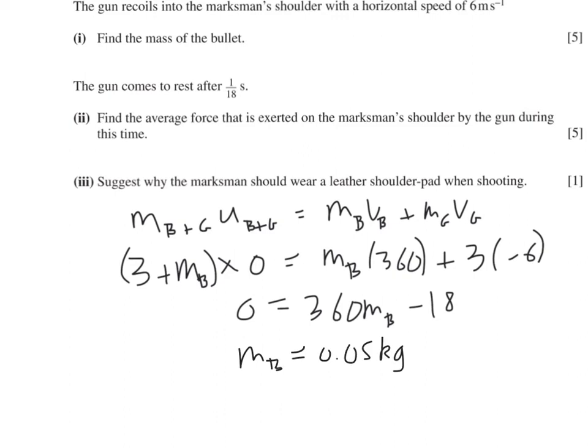or 50 grams. The gun comes to rest, so now we're at the second part. The gun comes to rest after 1/18 of a second. Find the average force that is exerted on the marksman's shoulder by the gun during this time.